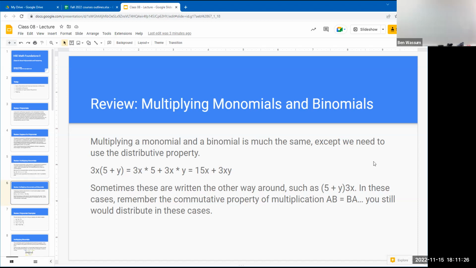So sometimes this is also written the other way around. You might look at that and say, oh, that's dumb, why would somebody do that? But again, sometimes it works out that way, and that's what you end up with. If you have something on the end of the parentheses instead of in front of it, it does the exact same thing. You would still take that 3x and distribute it into the 5 and the y. Same thing.